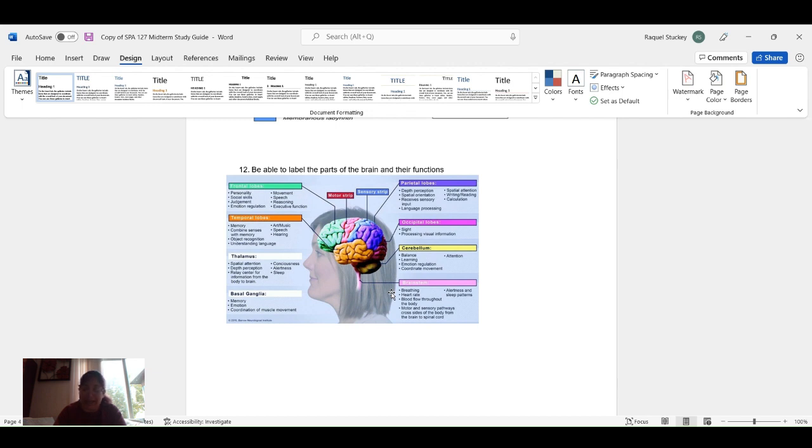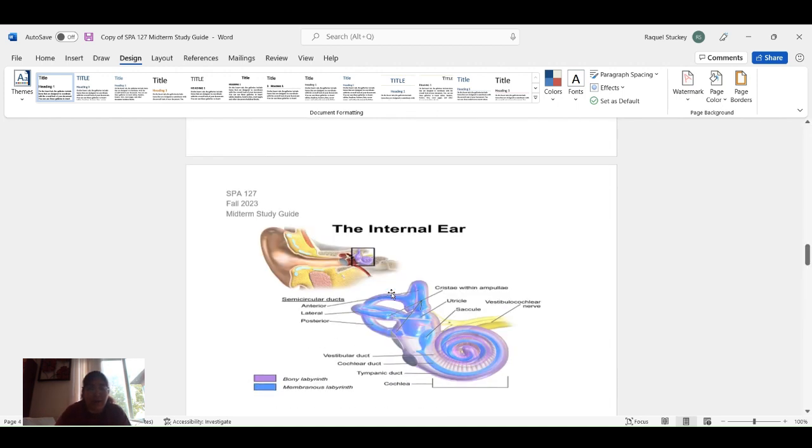Basal ganglia. Nerves that primarily connect the brain, brainstem, and structures of the head, neck, and face, and come in 12 pairs. The cranial nerves. Let's talk about the cranial nerves.